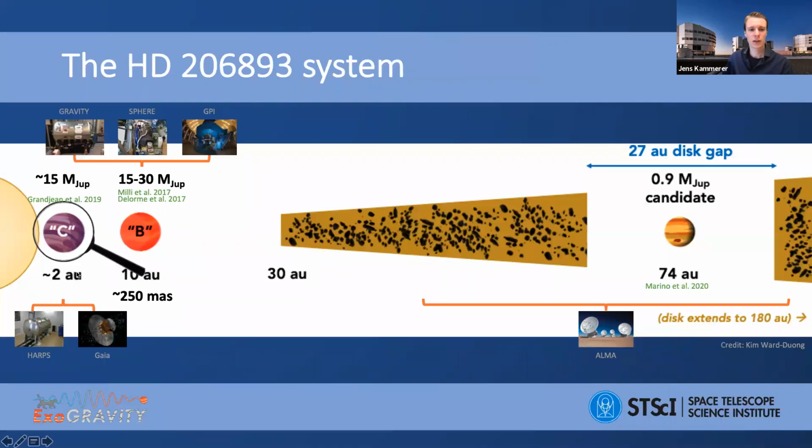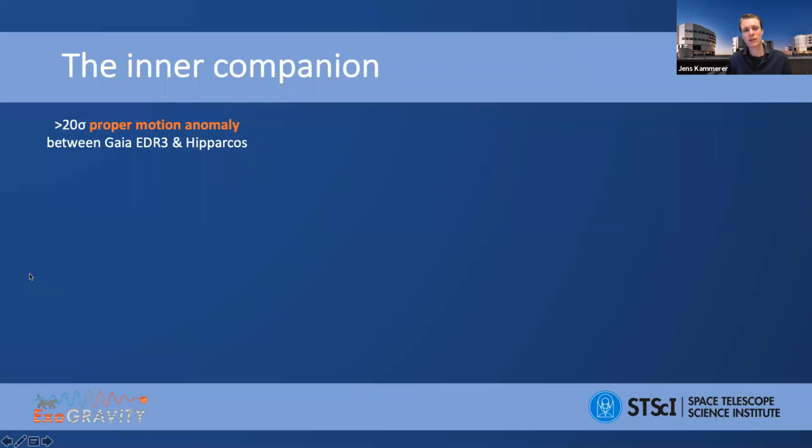Okay, let's also have a quick look at this inner companion here, which is known from radial velocity and Gaia observations. In fact, there's a more than 20 sigma proper motion anomaly from the most recent Gaia data release 3 and the Hipparcos data. So that basically means that the long-term proper motion of this source between Gaia and Hipparcos deviates by more than 20 sigma from the short-term proper motion that is monitored by Gaia over a few years.